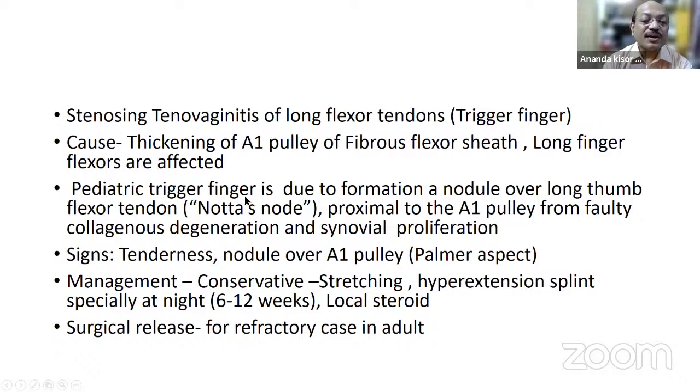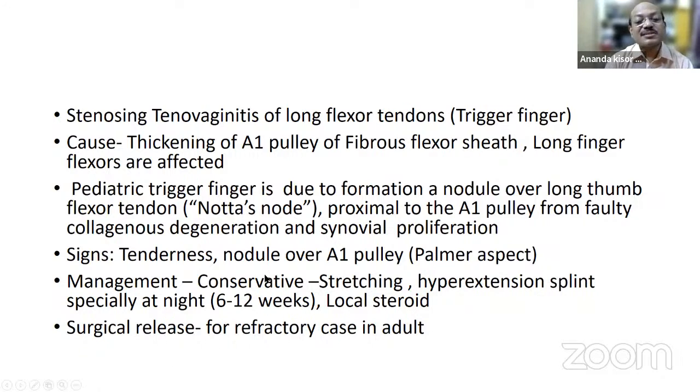Whereas in the pediatric, the defect is not in the pulley, it is on the synovium of the tendon. So basically, it is a notal node where there is a faulty collagenous degeneration and synovial proliferation of the tendon. That can usually respond to conservative treatment, that is stretching by the mother, hourly stretching, and that can be used. It can be treated by the hyperextension splint, especially at night, 6 to 12 weeks. For adults, we can use local steroid. For the refractory case, we have to use surgical release.